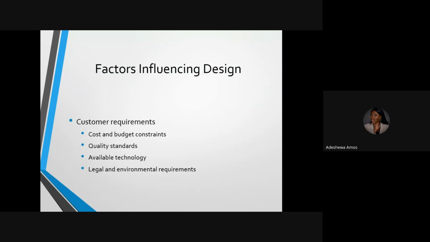Now, what are the factors that influence the design, the product design? One is customer requirements. What are the customers requiring from you? What are they asking? What they are asking from you will lead to you knowing what you want to design. Okay, then we have cost and budget constraint. When we talk about cost and budget constraint, it talks about the total cost of producing that particular product, and what is your budget?